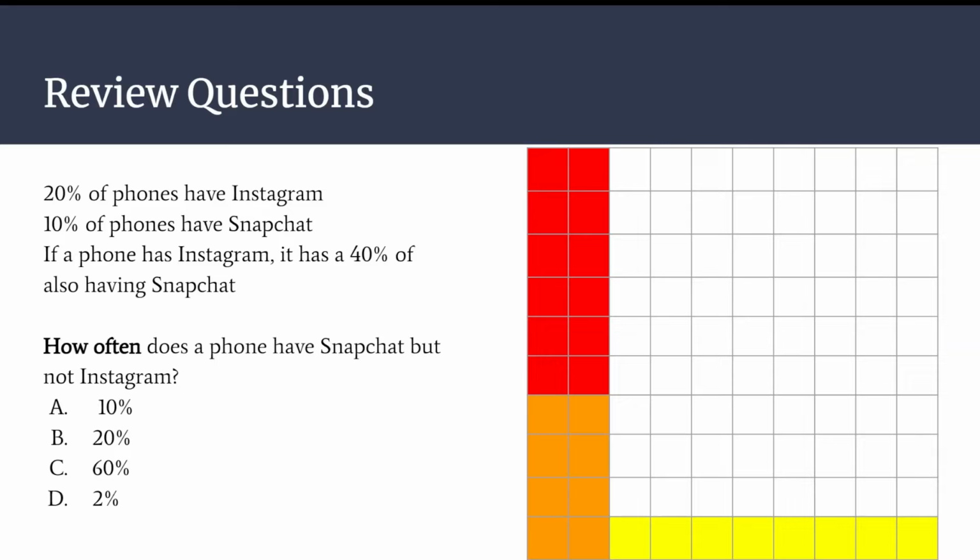Given that the information that 20% of phones have Instagram, 10% of phones have Snapchat, and the probability of having Snapchat given Instagram is 40%, how often does a phone have Snapchat but not Instagram? I'd recommend pausing now because I'm going to give away the answer in a second. The answer is D, 2%. This problem involves taking the total probability of a phone having Snapchat and subtracting the section of overlap where both phones have Instagram and Snapchat. There you go, 2%.